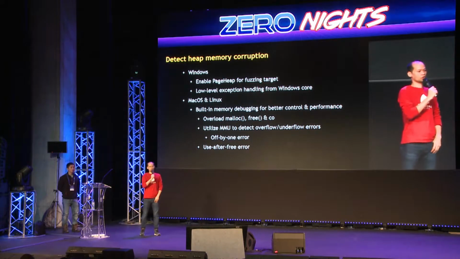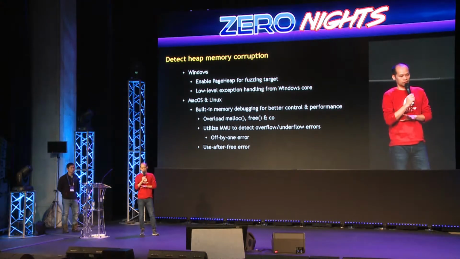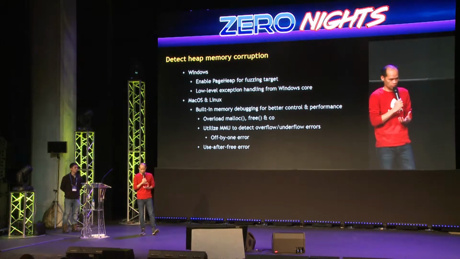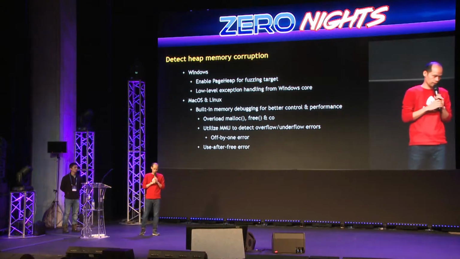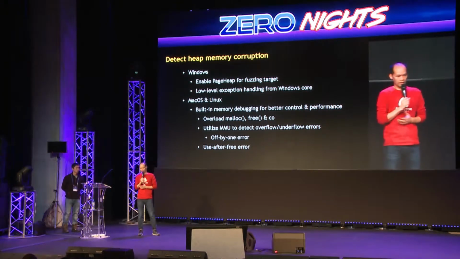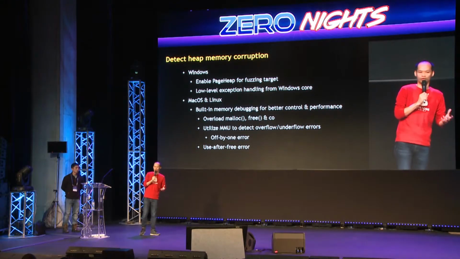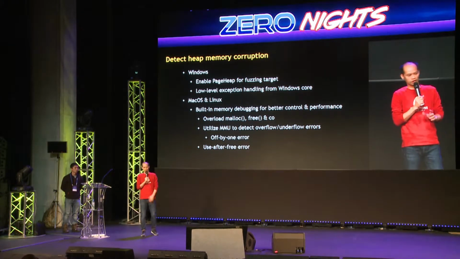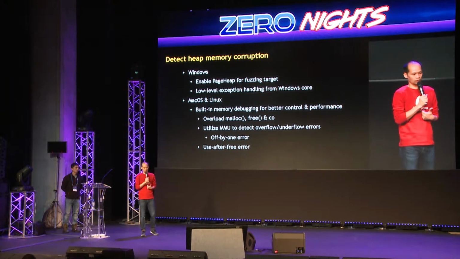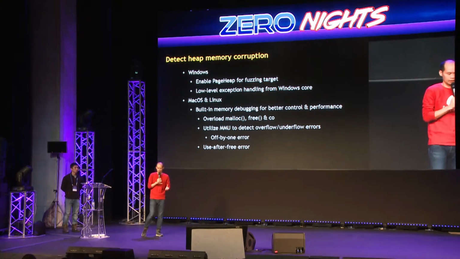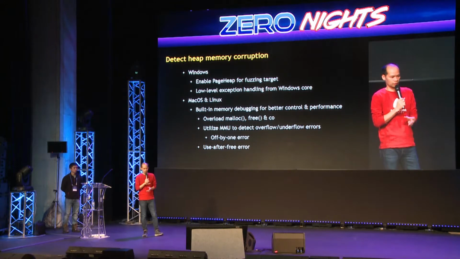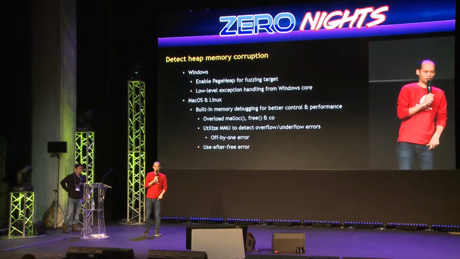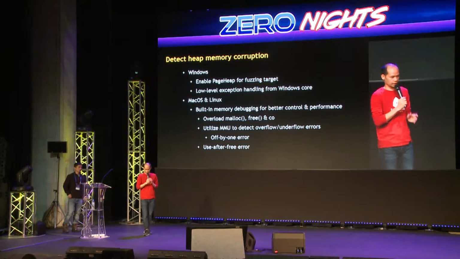For Linux and macOS, we do that differently. We have a built-in memory debugger inside Darko, so we have better control and better performance. For this memory debugger, we overload memory management functions like malloc, free, and so on. We also utilize the CPU MMU to detect errors like overflow or underflow, so we can detect bugs like off-by-one, for example. This memory debugger can also detect use-after-free errors.